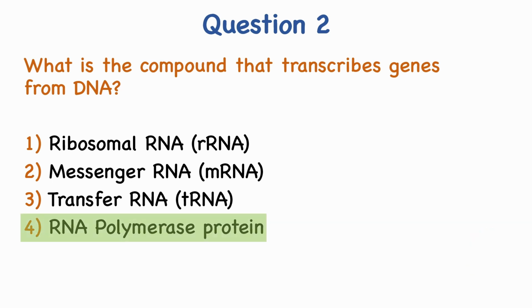The RNA polymerase in the nucleus transcribes the genes into mRNA, which will exit the nucleus through the pores, and so on.